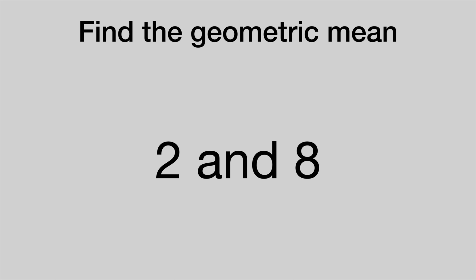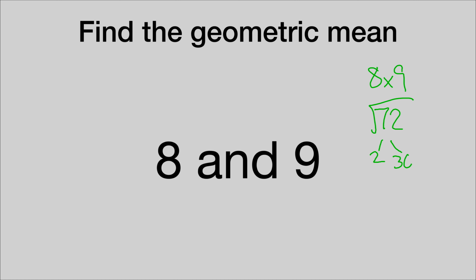All right, let's try this one, 2 and 8. So 2 times 8, that's 16. We square root it. That's 4. Okay. These are not staying the same difficulty each time. Okay, so now we're going to do 8 and 9. So that is 8 times 9. That's 72. We square root it. That's 2 times 36. Oh, 36 is a nice perfect square of 6 times 6. So we get 6 square roots of 2.